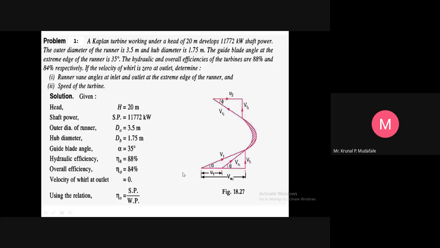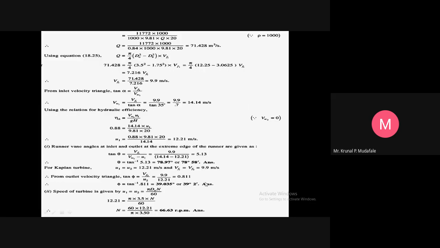So again we can jump to the outlet angle, and here we apply tan phi equals Vf2 upon U2, a simple equation, just like tan theta. Vf2 is 9.9 and U2 is 12.21. So you will get phi equals tan inverse of 0.811, that is 39.035 degrees. Please calculate by yourself on your calculator, so that your calculation practice is very good. That is the angle at the outlet also.